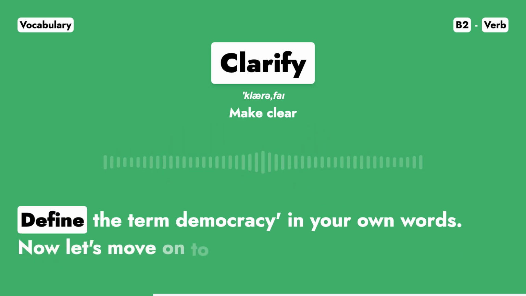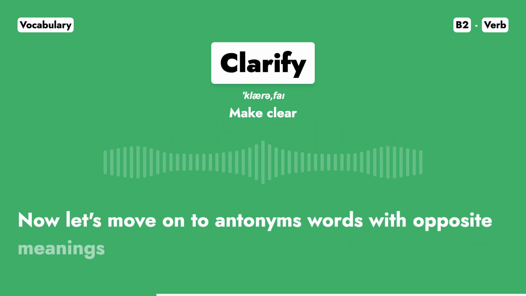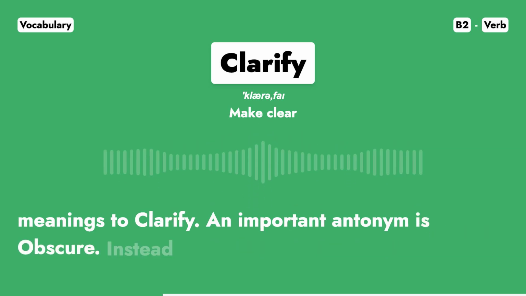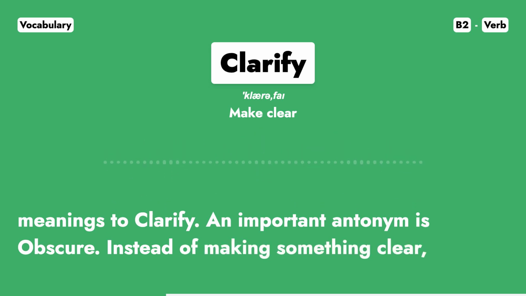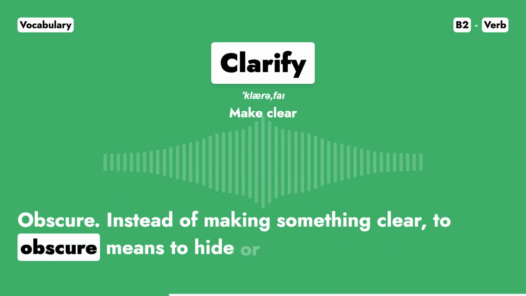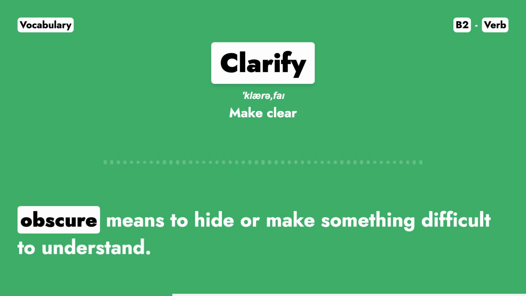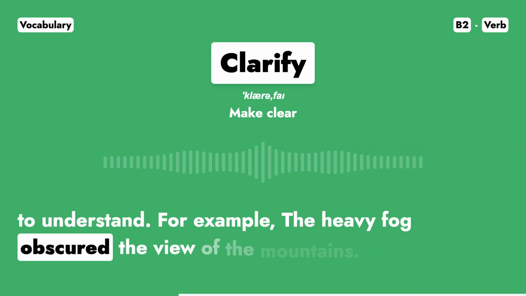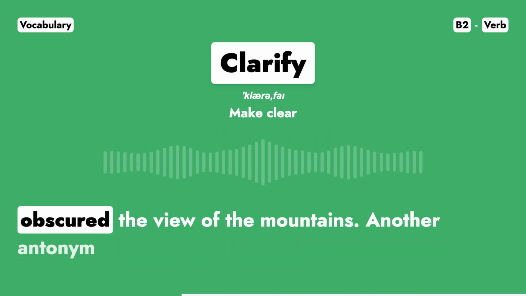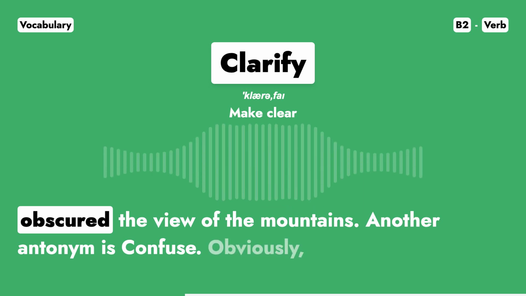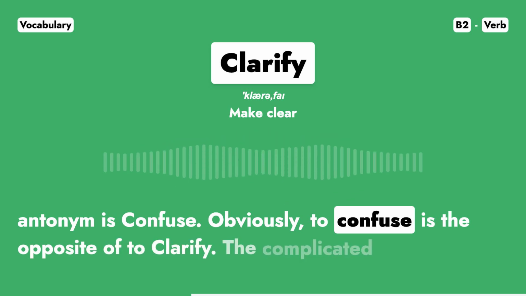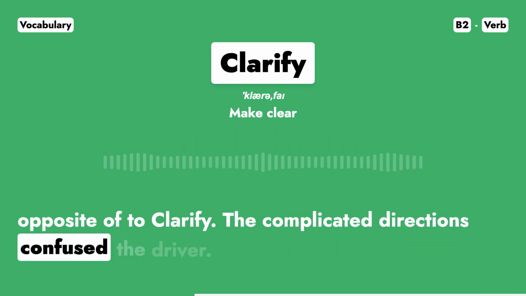Now, let's move on to antonyms, words with opposite meanings to clarify. An important antonym is obscure. Instead of making something clear, to obscure means to hide or make something difficult to understand. For example, the heavy fog obscured the view of the mountains. Another antonym is confuse. Obviously, to confuse is the opposite of to clarify. The complicated directions confuse the driver.